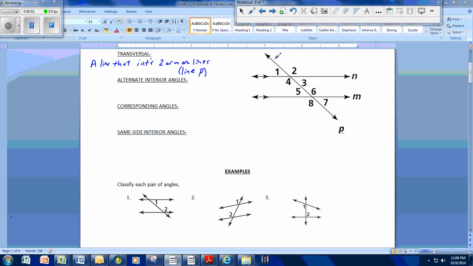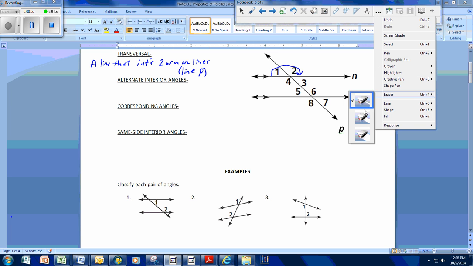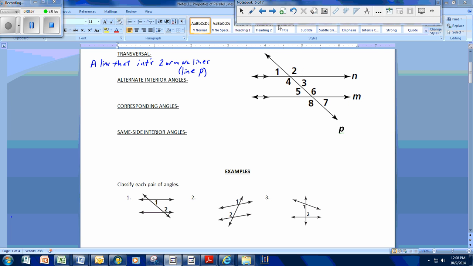Now, when you have a transversal intersecting lines, it creates a bunch of different angles. We already know, for instance, angle 1 and 2 are supplementary. And angles like 2 and 4, for instance, are vertical. Those are previous terms. So some new angle pairs.